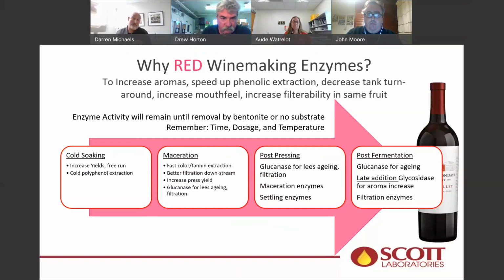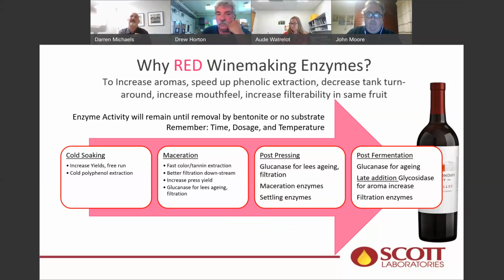So in red winemaking, why do you add enzymes? That is either to increase the aromas, speed up extraction with decreased tank turnaround time, increase mouthfeel, or increase filterability. So the bare minimum these enzymes should be doing is helping you quicken the time you're going to ferment in the tank, and also helping you filter or rack off. Those are the bare minimums.